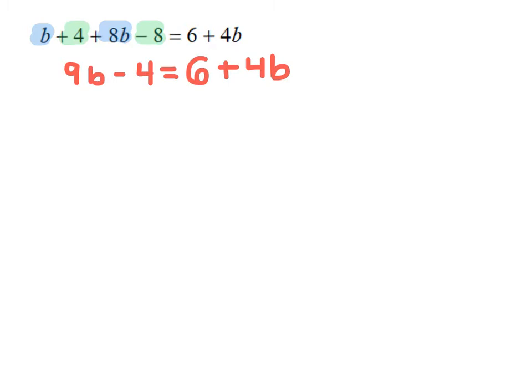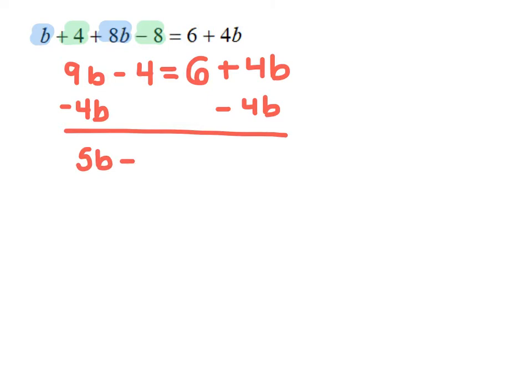Now we need to bring all the terms with the variable to one side. So I'm going to decide that I want my b variable to be on the left-hand side. So I'm going to move this 4b over to the left. So I'm going to subtract 4b from both sides. So that will give us that 9b minus 4b becomes 5b minus 4 equals 6. And again, that 4b minus 4b cancels out.